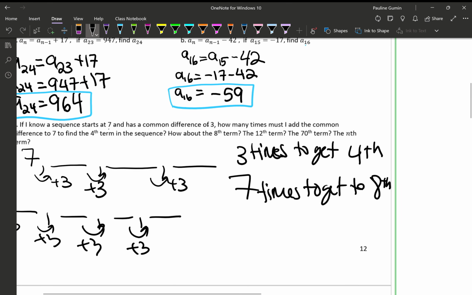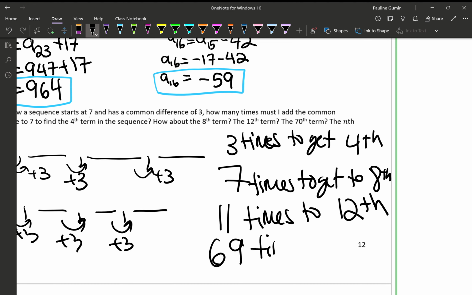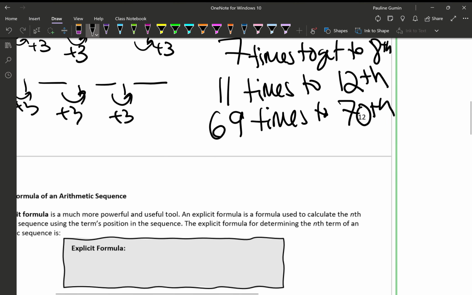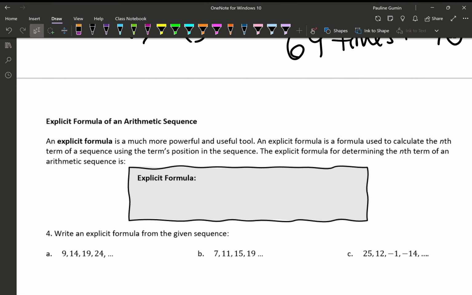How many do you think we need to add to get to the 12th term? You're right, 1 less than that: 11. And how about the 70th term? You got it, 1 less than that. And that leads us into the explicit formula for arithmetic. The explicit formula helps us because we don't need to use the previous term anymore. So let's check it out.